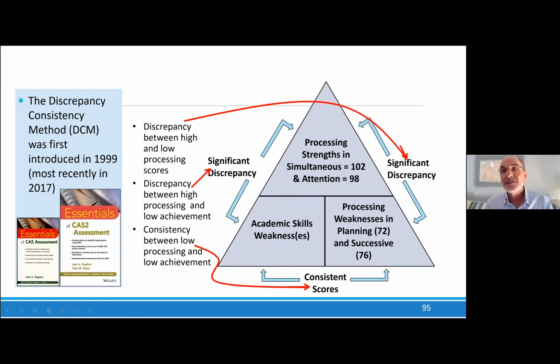Because he had a 76 on the successive processing and a 72 on his planning scale, with 101 in simultaneous, 98 on attention, with academic weaknesses. This is a really, really bad combination. Whenever you have a planning weakness and something else, because that means when you get stuck, you can't figure out what you need to do. Planning is how you do what you do.